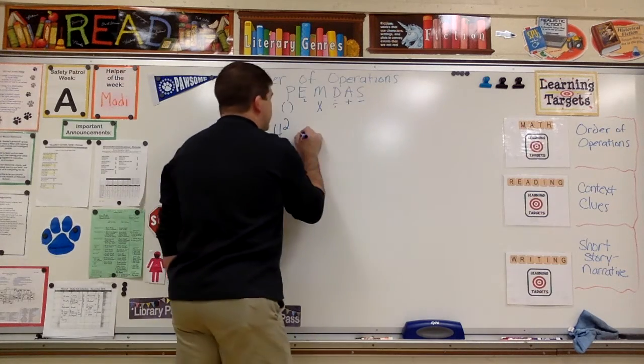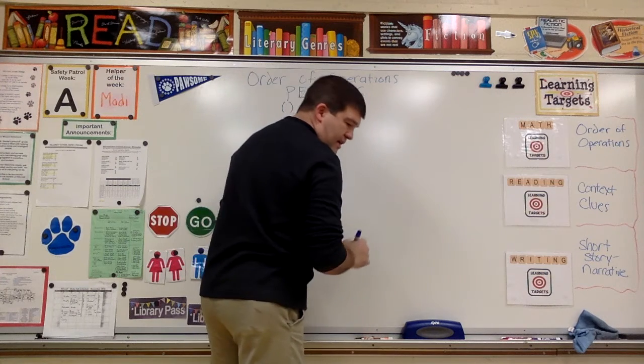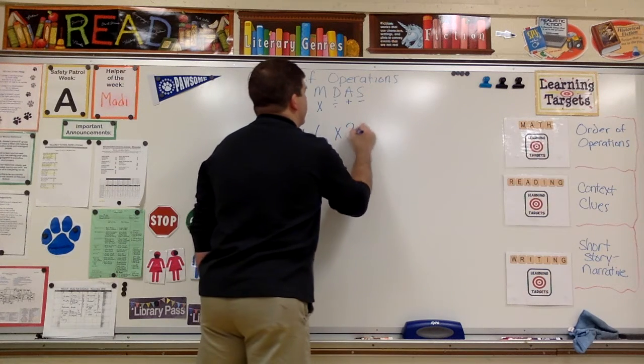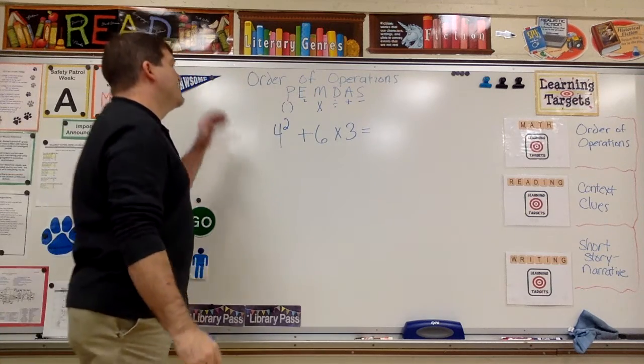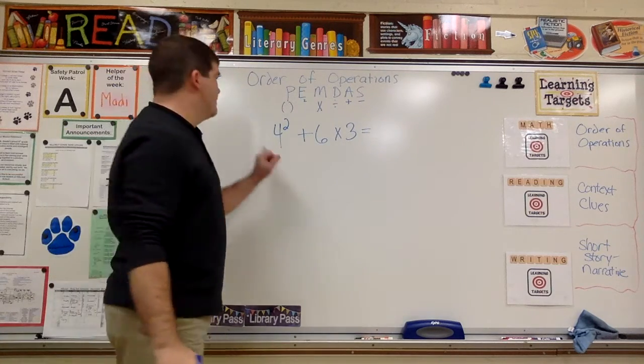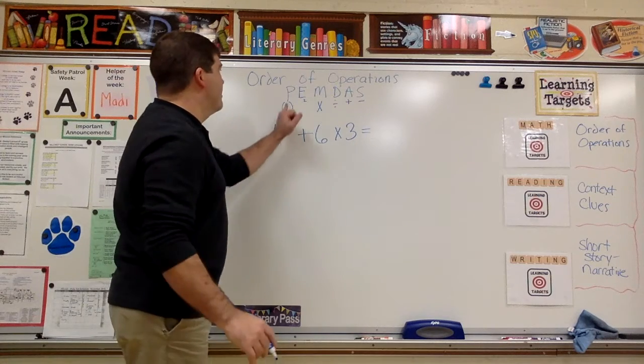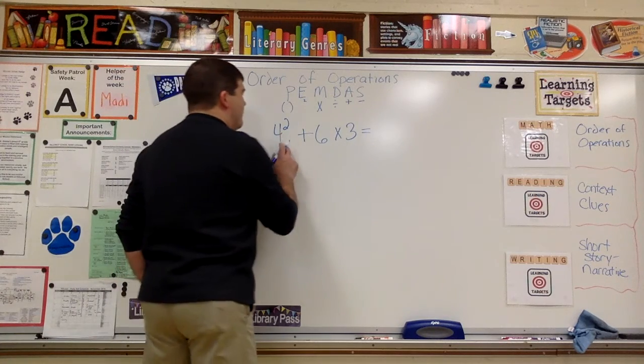And then I'm going to add 6. And then I'm going to times 3. And I want to see what I get. Okay? So first thing, parentheses. No parentheses in there, so I don't worry about that. I go to the next thing. Exponents. I have an exponent here.